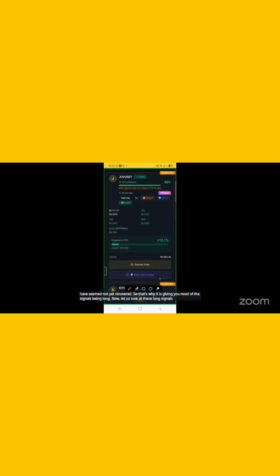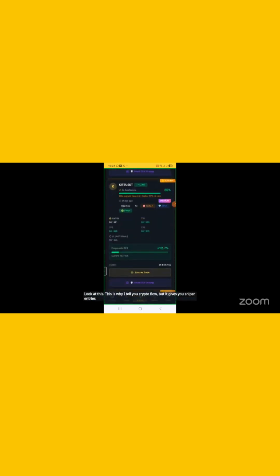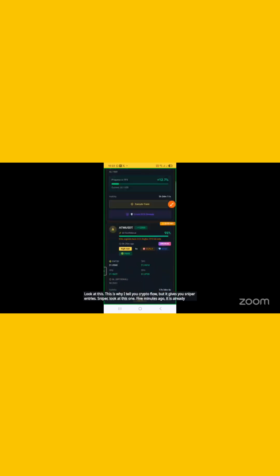For example, this signal was given 4 minutes ago, and within 4 minutes, it has already moved 12%. Guys, look at this. This is why I tell you Crypto Flow Bot gives you sniper entries. Sniper. Look at this one. 5 minutes ago, it is already at 12%. Look at this one here below.